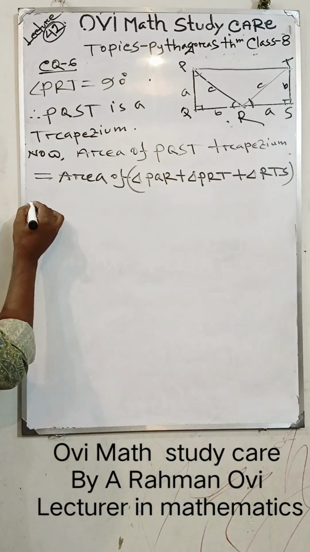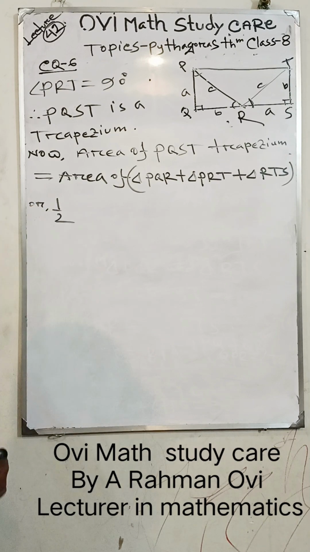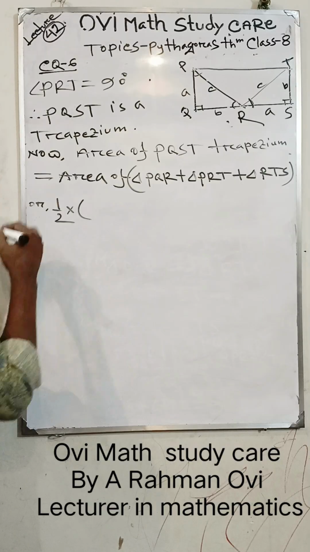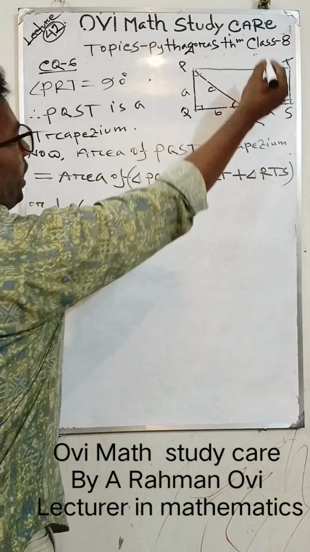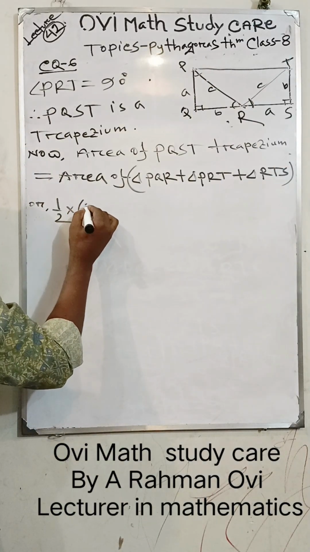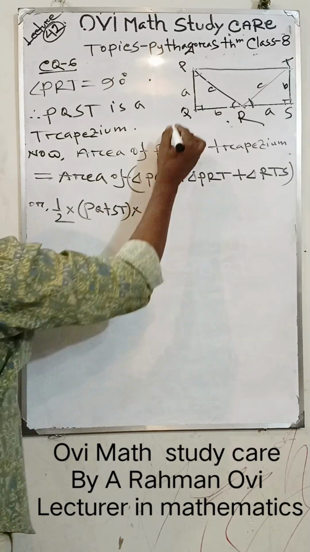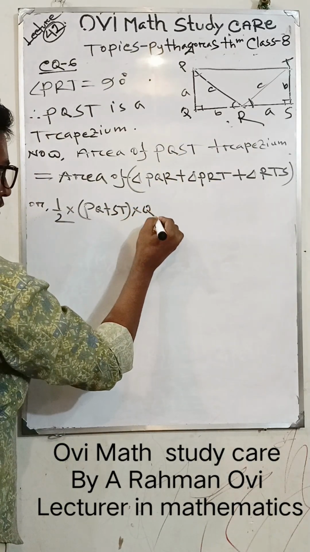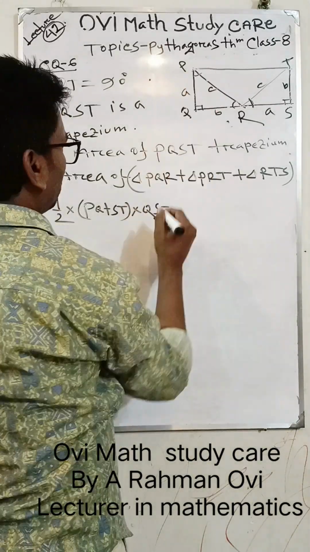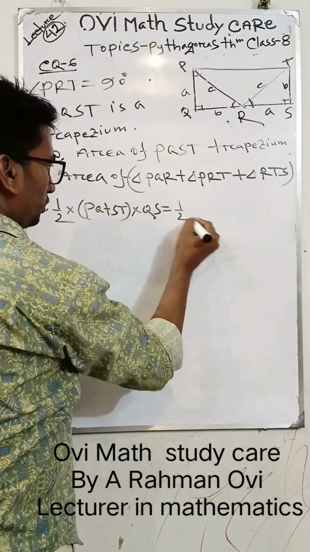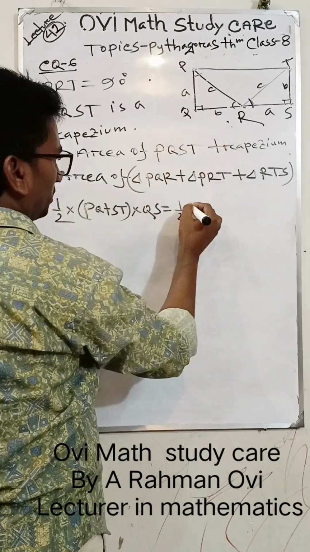So we can write the area of PQST equal to half into PQ plus ST, into height. Height means QS. This equals the area of region PQR, that means half into height into base, that is AC.